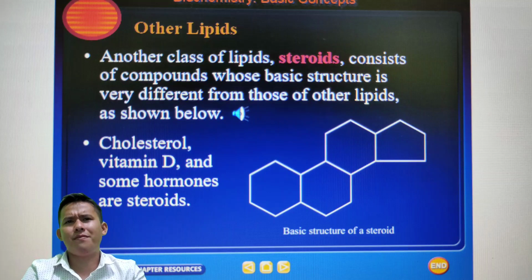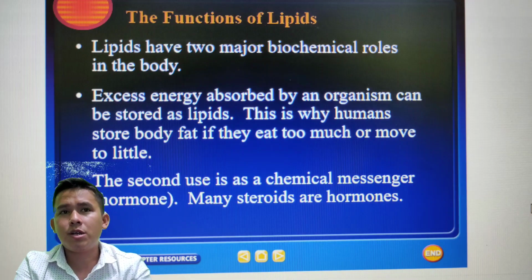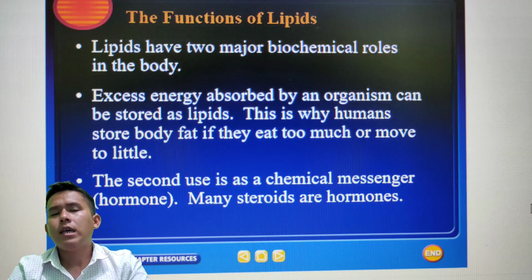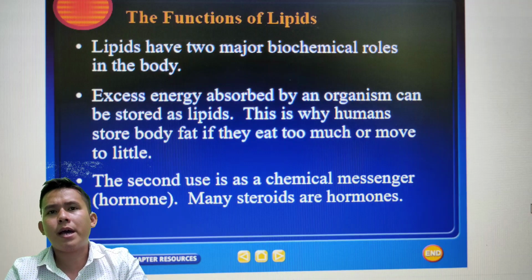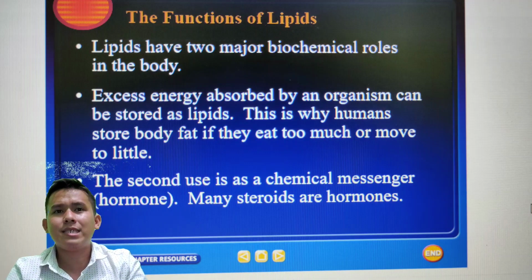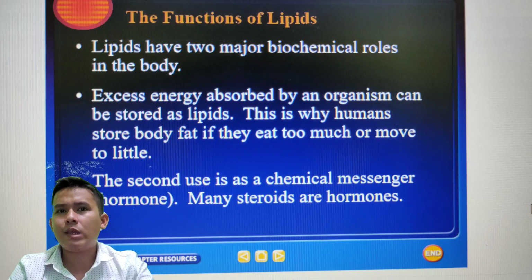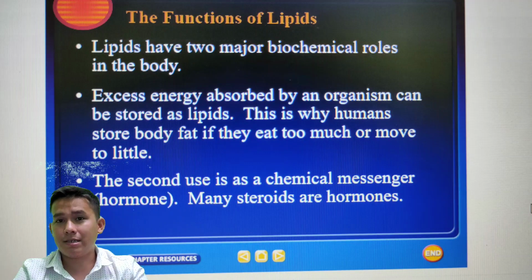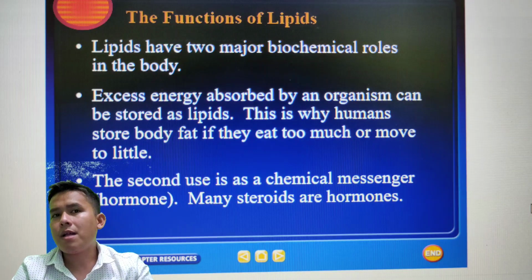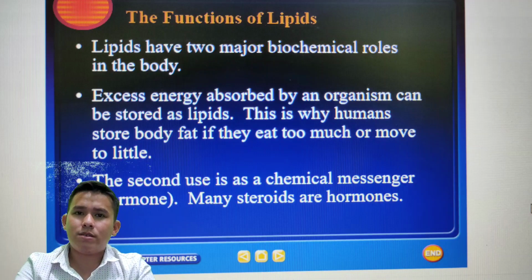What is the function of lipids? Lipids have 2 major biological roles in the body. First, excess energy absorbed by an organism can be stored as lipids. This is why humans store body fat if they eat too much or move too little. The second is that lipids are used as chemical messengers, and these chemical messengers are called hormones. Many steroids are hormones.